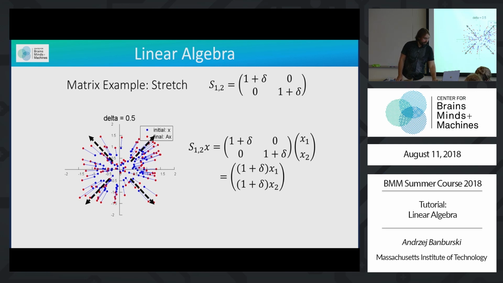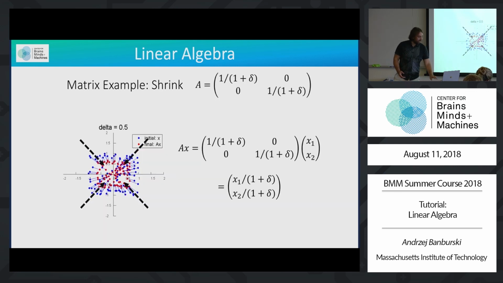Equivalently, you can also do this kind of shrinking, where instead of multiplying by bigger numbers, you're dividing by something that's bigger than 1. And this collapses your points. This is actually useful in the sense that sometimes you might have variance of data that's too big, and you want to shrink it down so that your variance, for example, is 1 or something normalized.